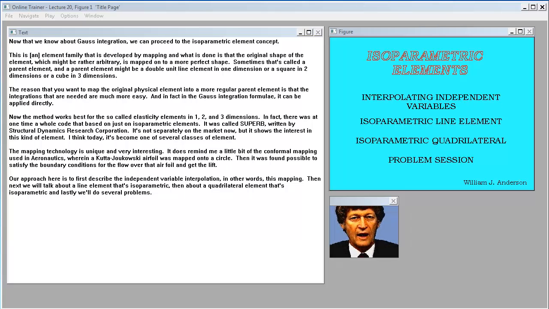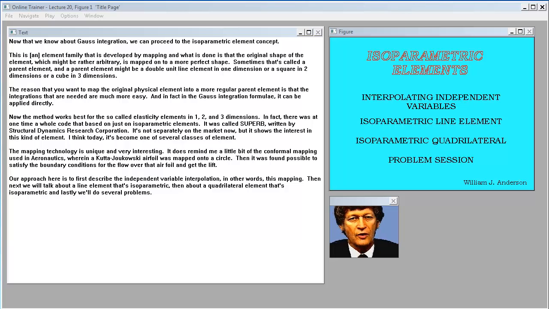Now that we know about Gauss integration, we can proceed to the isoparametric element concept. This is an element family that is developed by mapping. And what is done is that the original shape of the element, which might be rather arbitrary, is mapped onto a more perfect shape. Sometimes that's called a parent element. And the parent element might be a double unit line element in one dimension, or a square in 2 dimensions, or a cube in 3 dimensions.